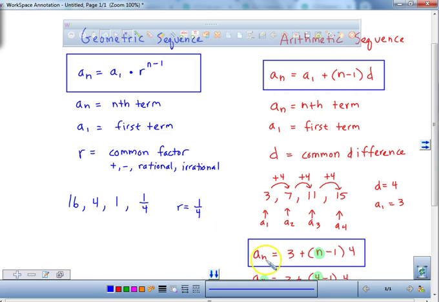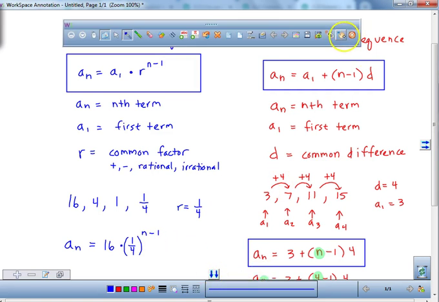Okay. So our common factor here is a positive 1/4. So I'm going to write down the formula that matches this. Here we go. A to the n equals our very first term. You're going to put 16 for your very first term, times 1 divided by 4. If you want to, you can put that in parentheses. We're going to do n minus 1.